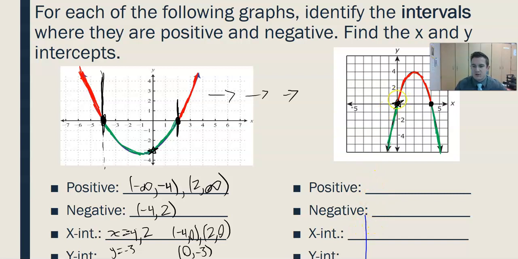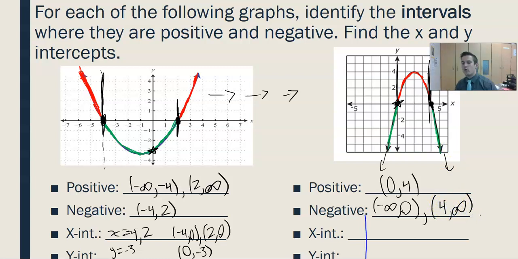So let's go here. On this graph, where are the parts of this graph that are positive? Well, this whole red section is positive, and that's going from 0 all the way to 4. So my graph is positive from 0 to 4. All these green parts are where my graph is negative. And if I keep drawing this graph down forever and left and right forever in both directions, I'm going to be negative all the way from negative infinity up to where x is 0. So I'm negative from negative infinity to 0, and then I'm negative again starting here at 4 all the way to positive infinity. So 0 to 4 is my positive interval, and the graph is negative between negative infinity and 0, and between 4 and infinity.